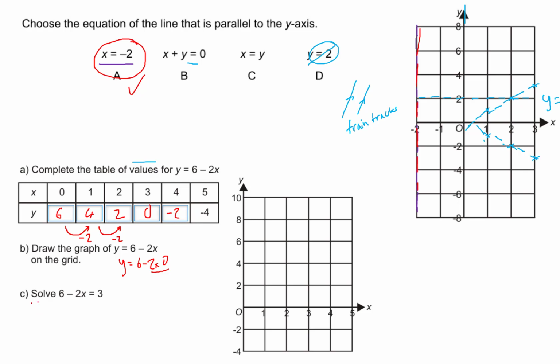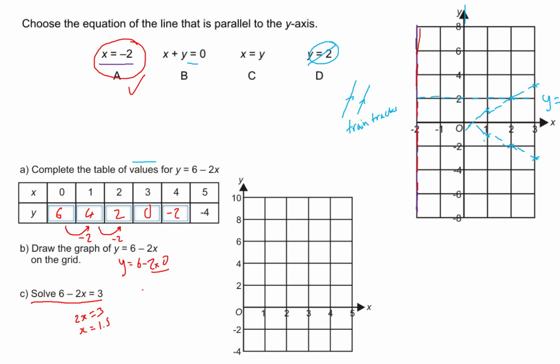Now this time it says solve. So you should just solve it using your normal skills. So you could use your rearranging skills to do this, or do this mentally. So 6 minus something to equal 3. So that means 2x needs to equal 3. So x equals 1.5. 2 times 1.5 equals 3.